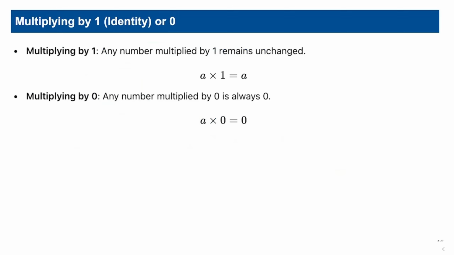Now, multiplying a number by 1 or 0. If we multiply a by 1, we get the same number. We also call 1 the identity of multiplication, or multiplicative identity. If we multiply a by 0, the whole thing becomes 0.